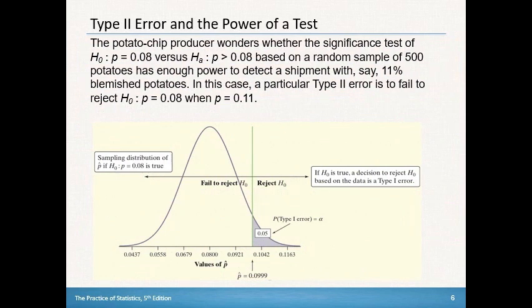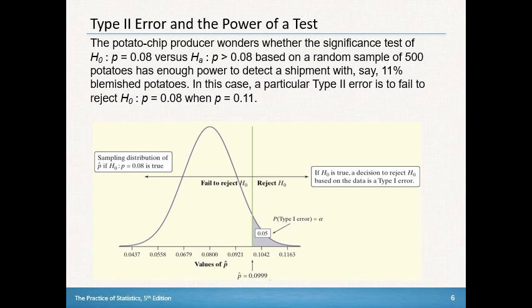All right, so we're going to use this idea of this 8% blemish rate to look at this idea of power. All right, the potato chip, so type 2 error and power of a test. The potato chip producer wonders whether a significance test that we've set up, p equals 0.08 versus the alternative of the true proportion being greater than 8%, based on a random sample of 500 potatoes, has enough power to detect a shipment.